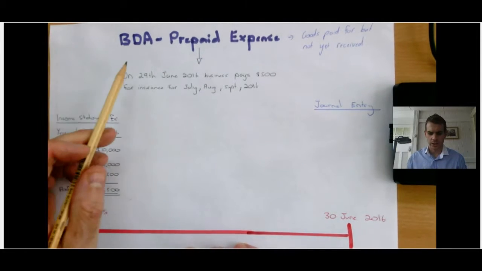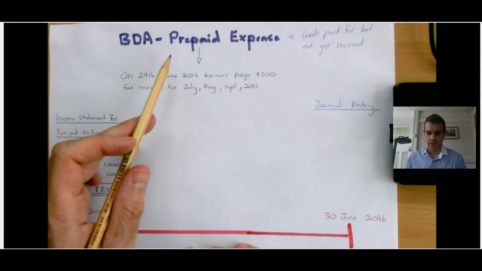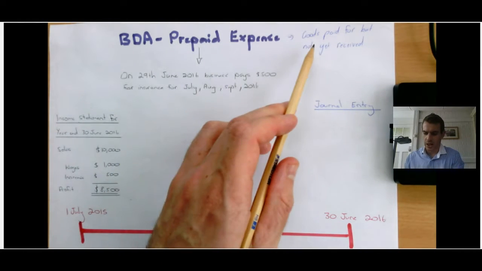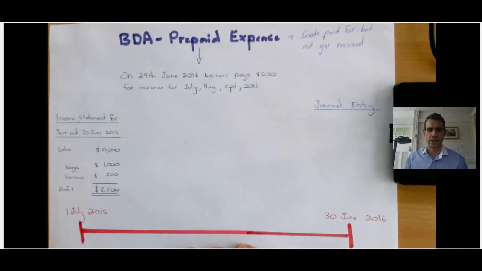In this video we're going to be looking at the balance day adjustment, prepaid expenses. So prepaid expenses are goods paid for but not yet received. So an example is insurance. So let's have a look at this example here.